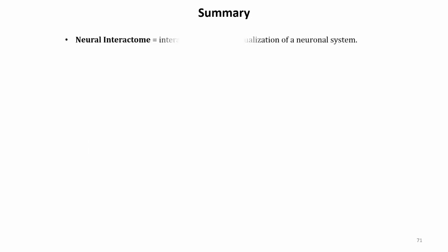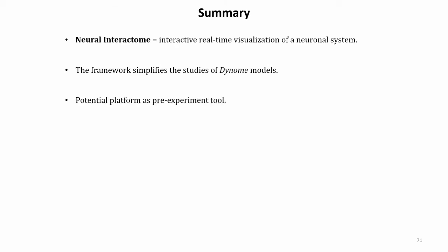In summary, the neural interactome is an interactive real-time visualization of the neuronal system. With its novel methods, the framework significantly simplifies the study of dynamic network models and therefore assists in the discovery of unique network functionalities. Subsequently, it has the potential to be used as a pre-experimental tool for mapping out the scenarios to be explored empirically.